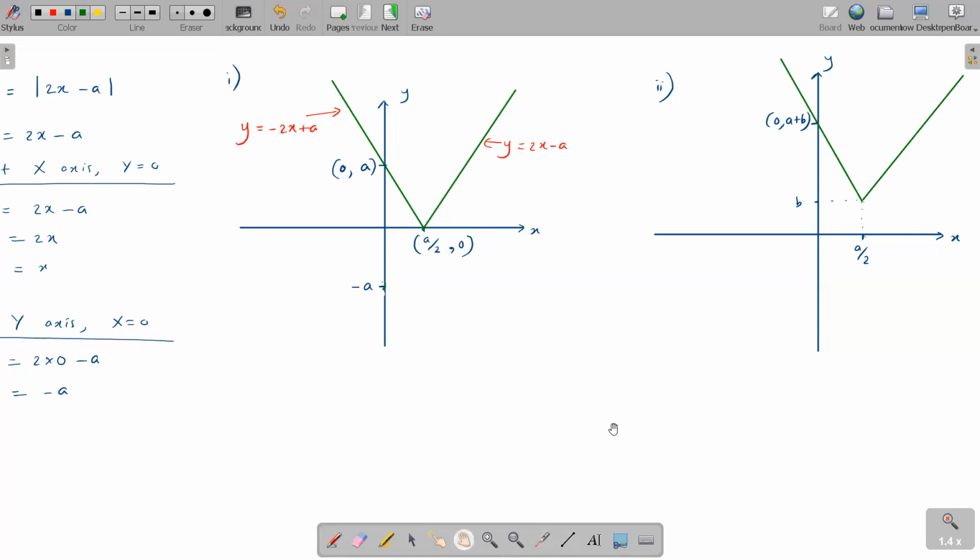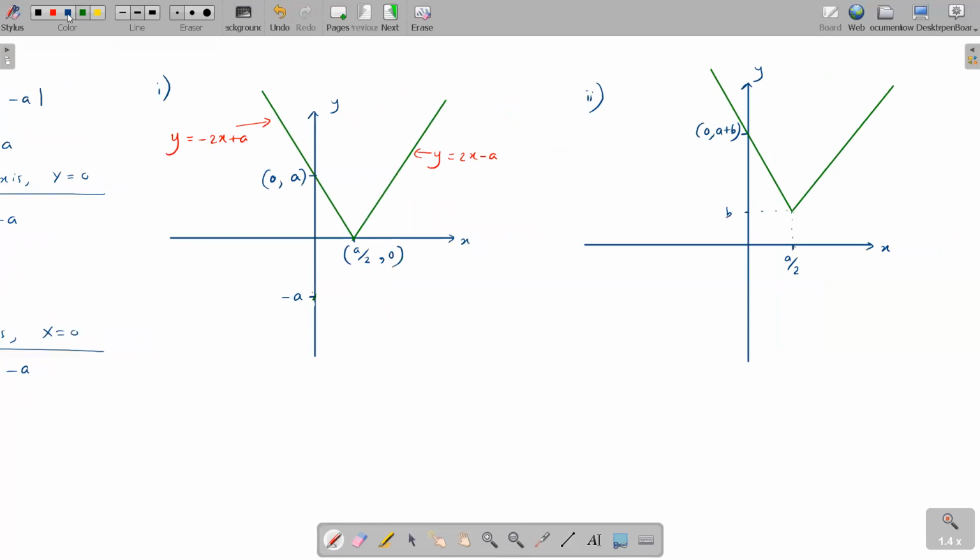So do you think you could tell me what the equation of the straight line is when it moves b units up? Is it difficult to get the equation of the straight line? You are moving this straight line b units up. So simply y equals what now? 2x minus a plus b. You just have to add b to both of these graphs. That's all. Okay, so the new equation becomes.